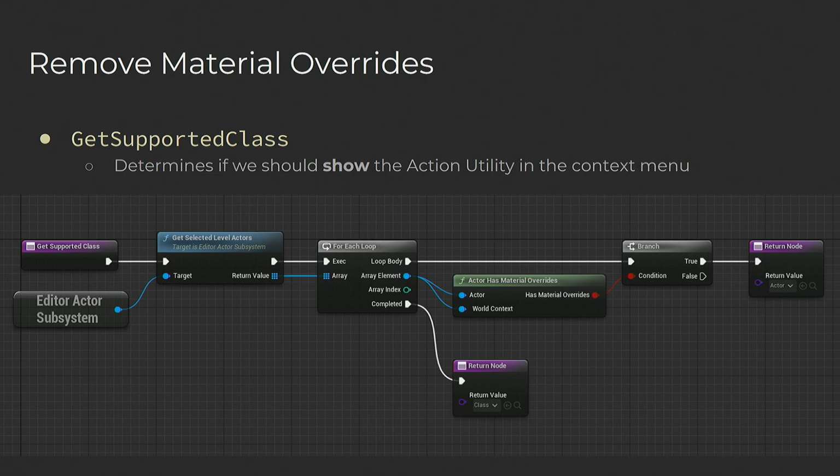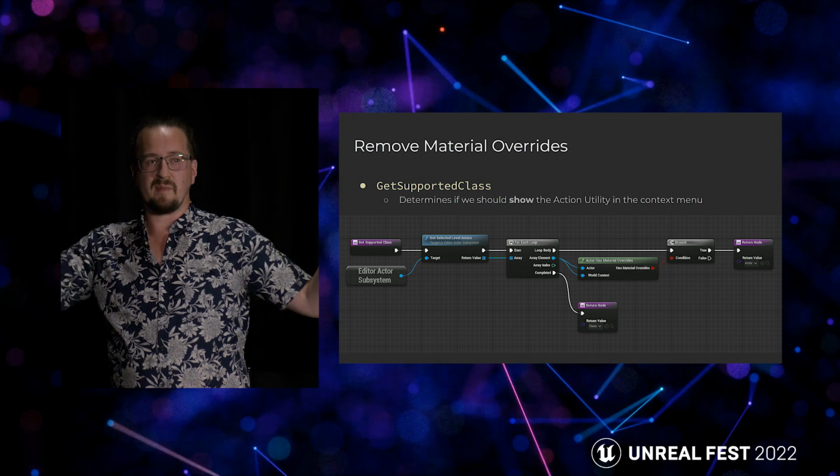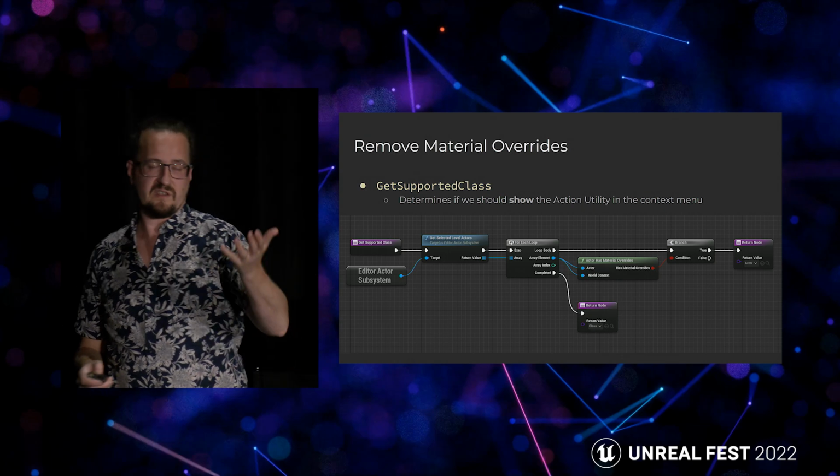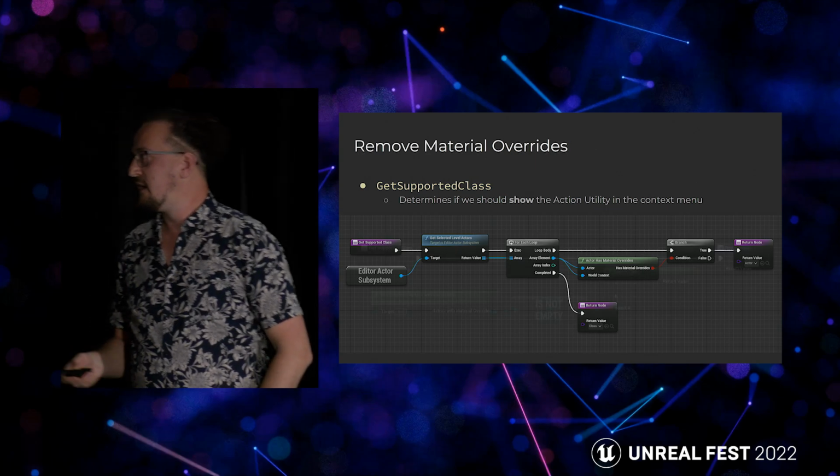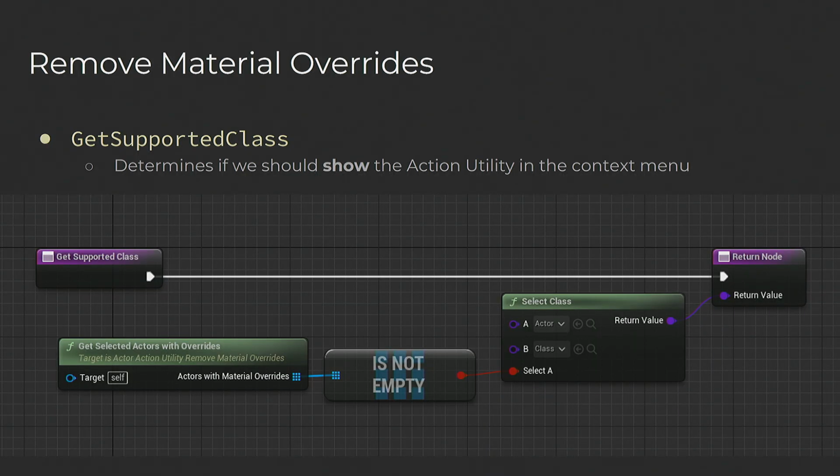This is a more complicated example. You could just implement something as simple as return static mesh actor, and then it will only show up if you have a static mesh actor in your selection. So that's the simple case. I optimized it a bit later because I needed to do something else. As we saw earlier, I had a function called getSelectedActors with overrides and modularity in mind. We just want that function to do the same thing in both cases. I'll get into that in a minute. But this is what I end up implementing for getSupportedClass on this asset action utility.